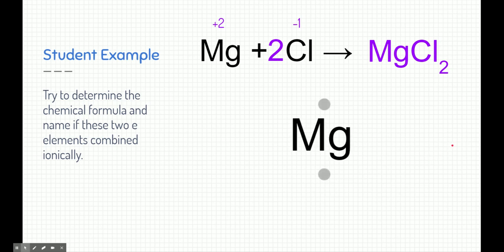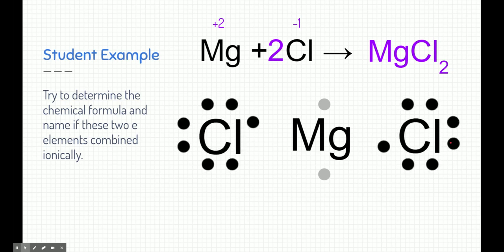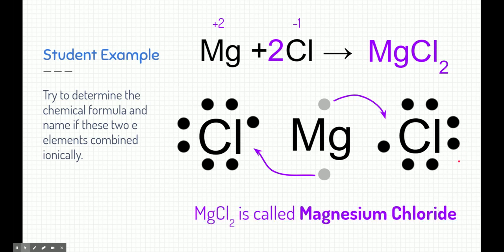Well, what does this look like with the electron dots, the valence dots? Here's magnesium. It has two valence electrons, and each of the chlorines have seven valence electrons. Magnesium will give its two electrons, one to each of the chlorines. This is why it becomes positive two charge and why each of the chlorines become minus one charge. Now, when they come together, magnesium and chlorine put together is MgCl2, and the name of that is magnesium chloride.